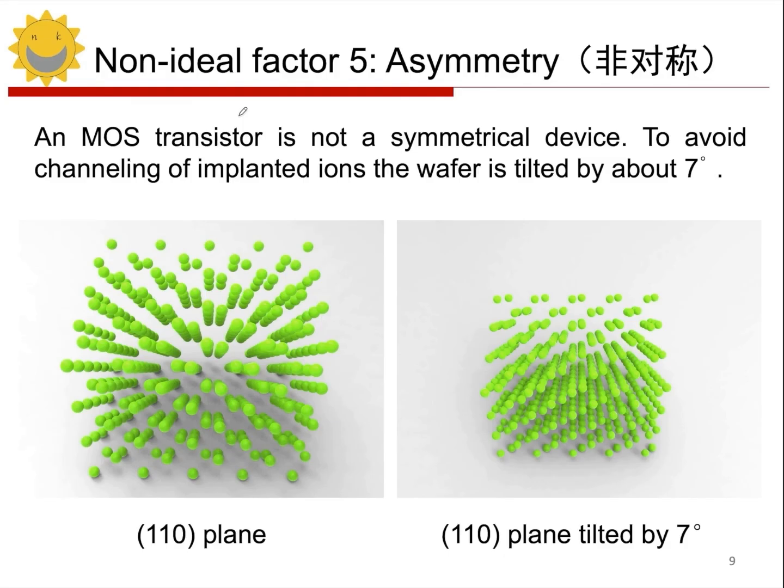We can take a look at the 110 crystal plane. This is the arrangement of silicon atoms on that plane. We can see that on the 110 crystal plane, there are many channels. These positions have their atoms arranged, but the density is very low. It creates gaps at these positions, forming voids.